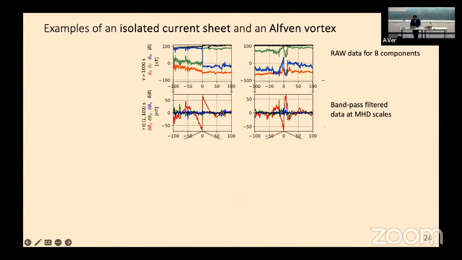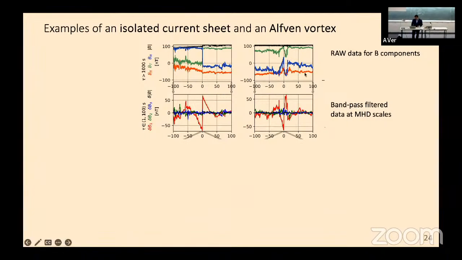This is an example of a current sheet. You can see that the normal component of the magnetic field is changing sign in the very center, and also the tangential component is very sharp in the center. The panel below shows the bandpass filtered data at MHD scales, and the strong discontinuity is present in the center.